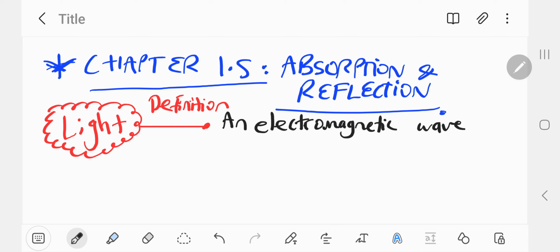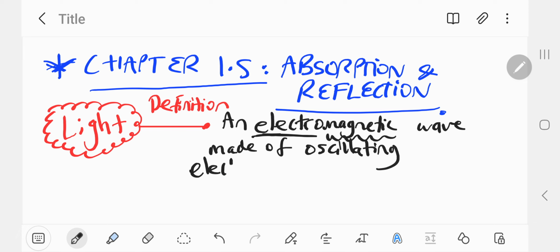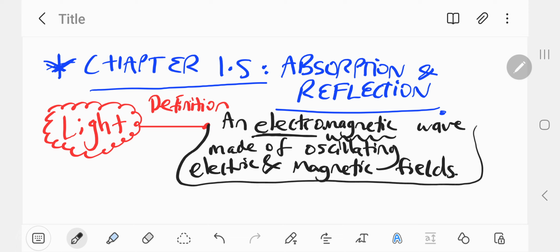And if you recall, electromagnetic is two words. It's two words in one. It's got electric, electro, and magnetic. It's an electromagnetic wave made of alternating or oscillating electric and magnetic fields. Remember, oscillate means to vibrate.